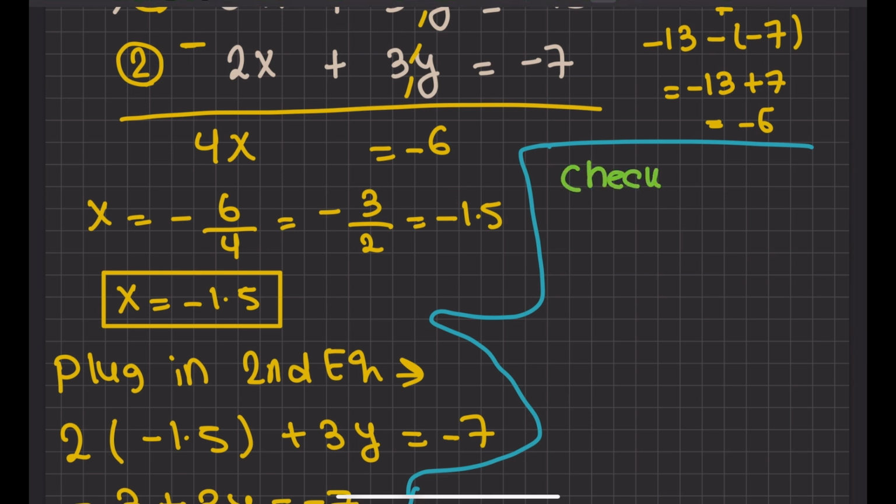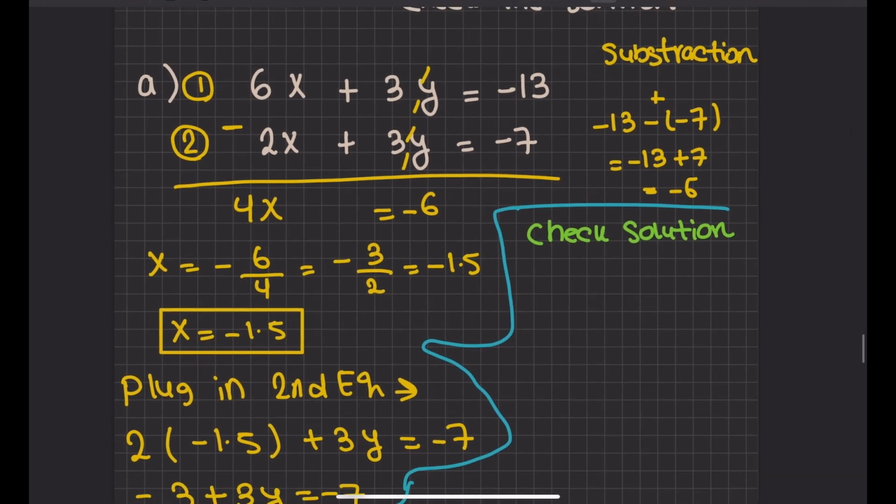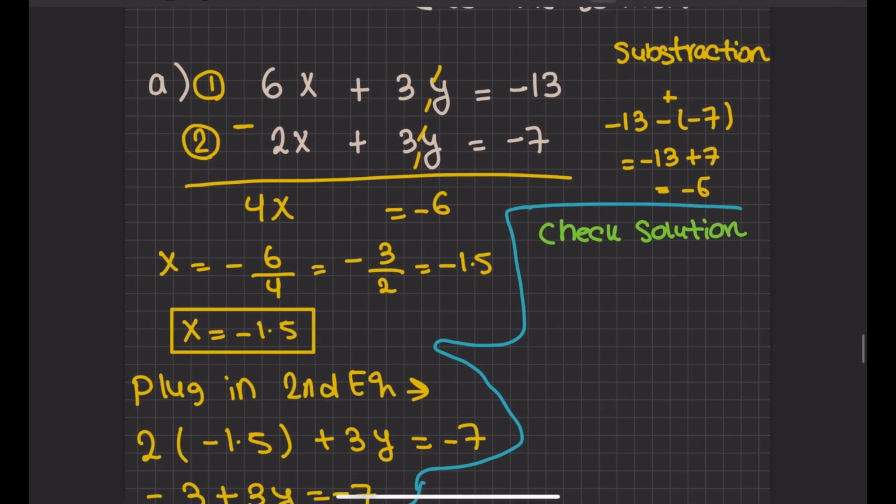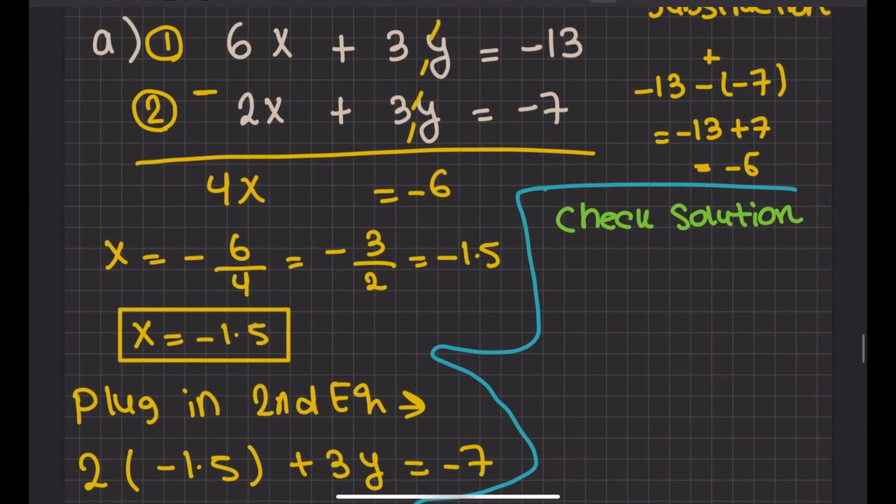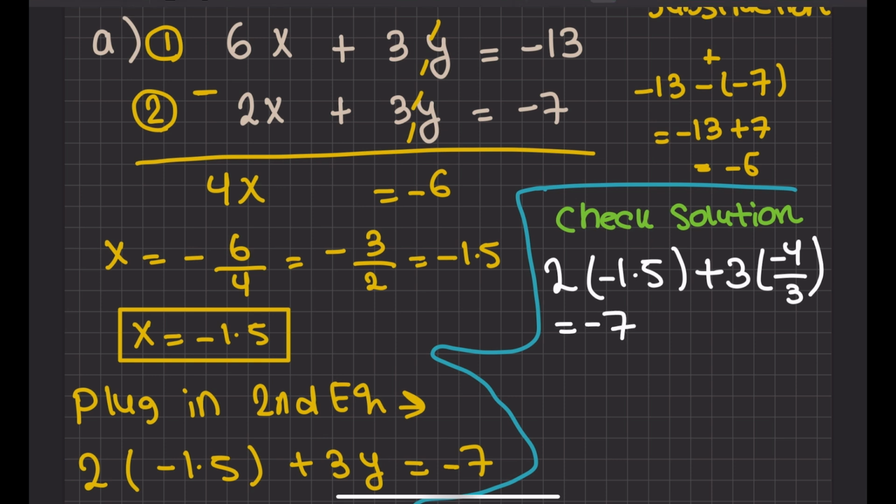Check solution. I'm going to choose the second equation first because the numbers are less than the first equation. It's easier to check. So it's going to be 2 times, instead of x I'm going to write down negative 1.5, plus 3, and instead of y we had minus 4 divided by 3 equals negative 7.